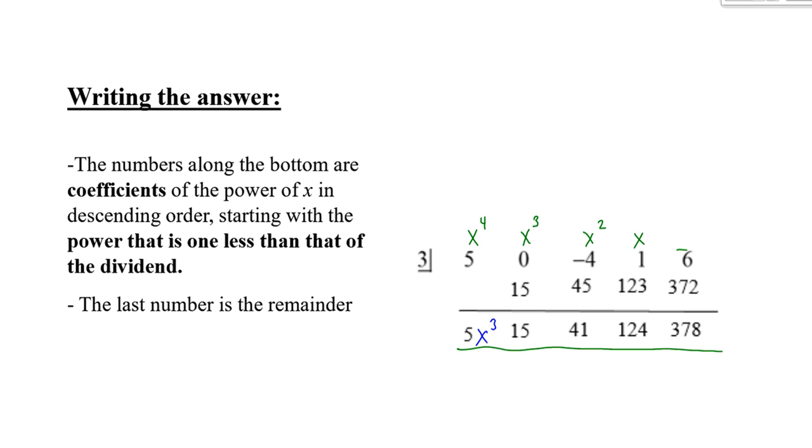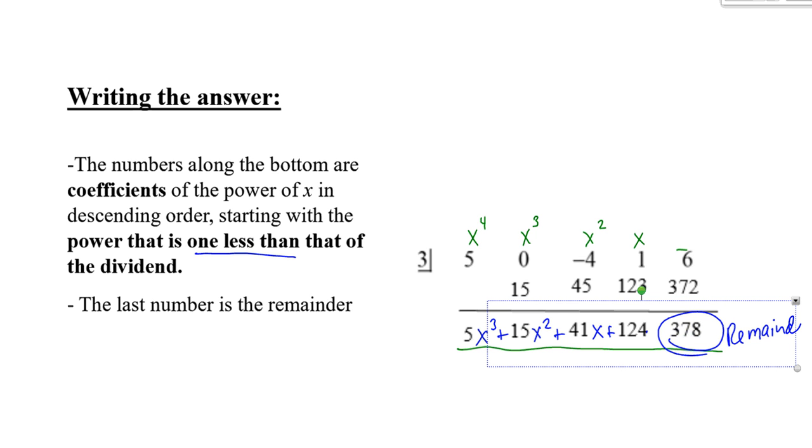You just always subtract it. So one less than the beginning. This will be x squared, x, and this is the constant term. And then you apply your signs. They're plus, plus, plus. This guy right here, he's the remainder.